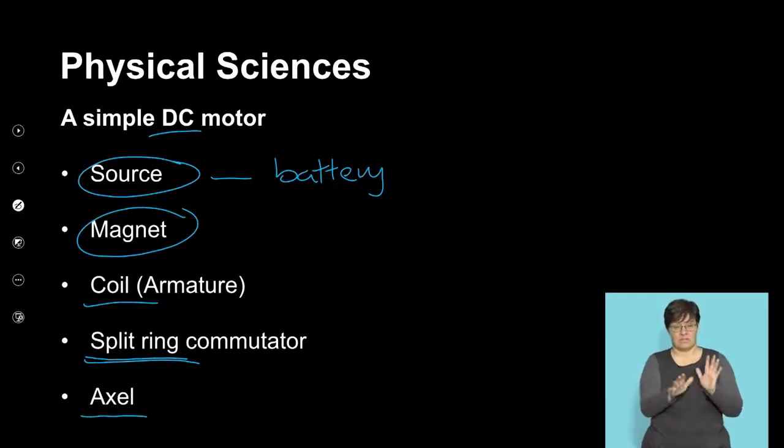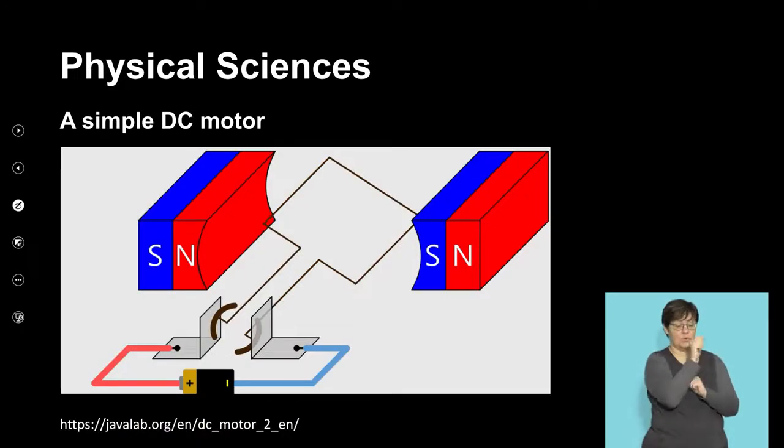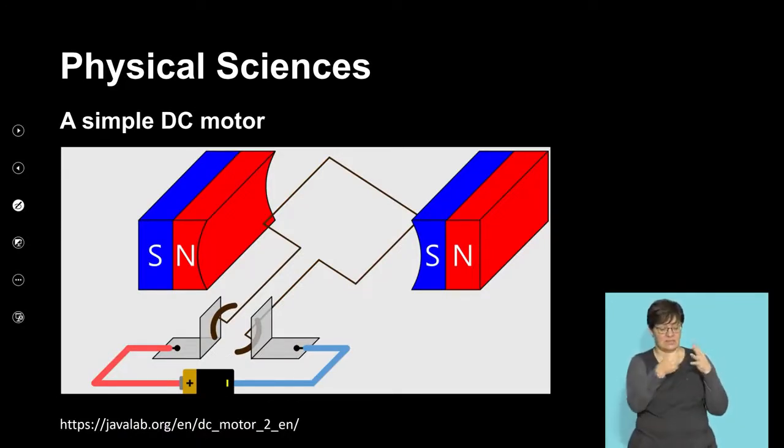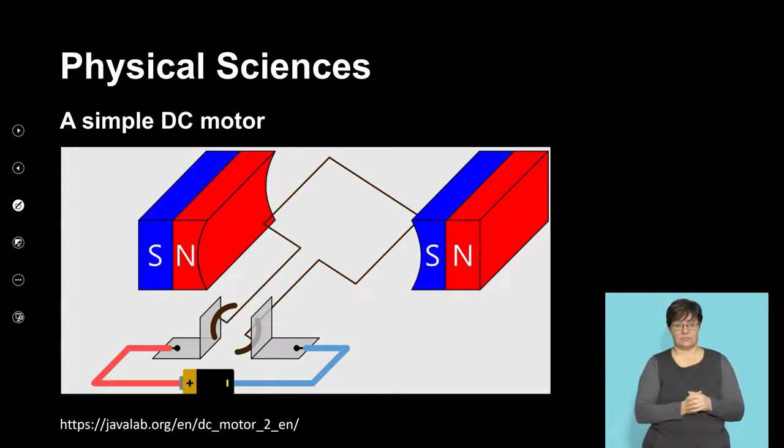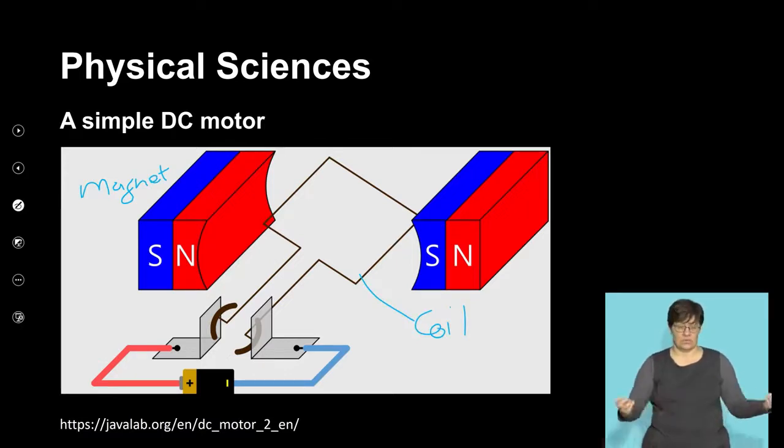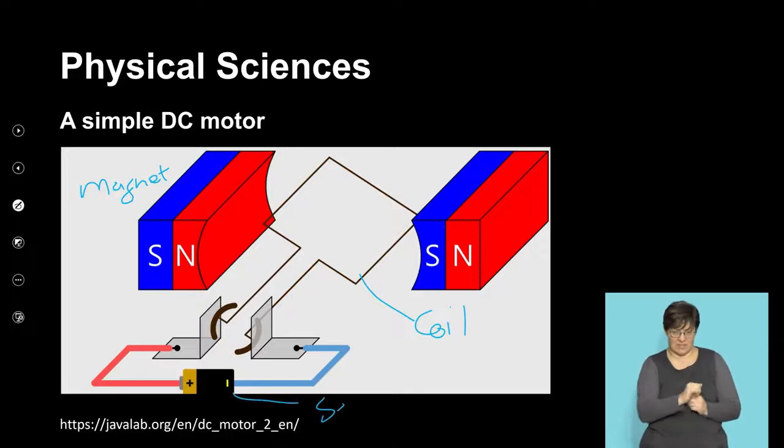So we've seen an example of the DC motor, the simple DC motor. I want to just point out the different parts to that, as we've spoken about them. We recognize this is the permanent magnet, this is the coil or armature, and this part here is the source, the battery. This part here is the split ring commutator.